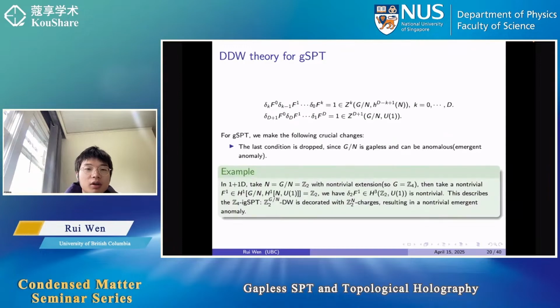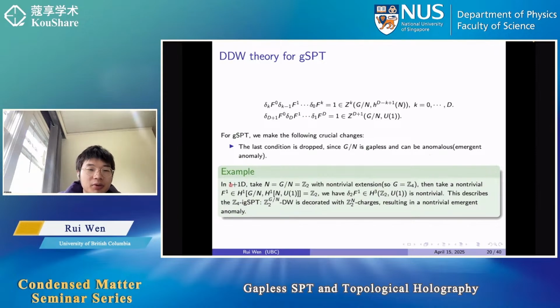Okay. So for gapless SPT, we make the following crucial changes. The first is that the last condition is dropped because G over N is no longer gapped. We don't need this to be gapped, and this is gapless, and it can be anomalous, right? So this condition, that G over N is not anomalous, is no longer needed, since now it can be anomalous. So we drop this last condition.